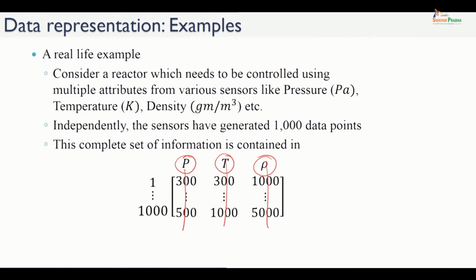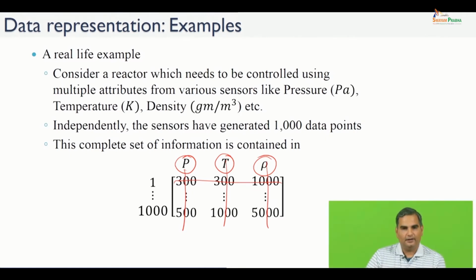And when you look at the rows, the first row represents the first sample. Here in the first sample you will read that the value of pressure was 300, the value of temperature was 300, and the value of density was 1000. Similar to that, you will have many rows corresponding to each sample point up to the last row, the 1000th row, which is the 1000th sample point, which says the pressure is 500, temperature is 1000, and density is 5000.